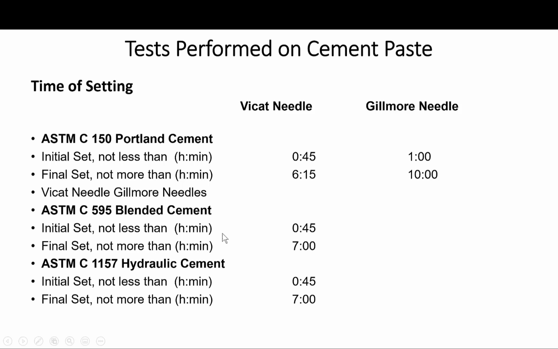As you can see here, these are the setting times, initial and final, for the various types of cements. Here the C150. For the blended ASTM C595, and again 45 minutes for initial, 7 hours for final, and for the hydraulic cement according to ASTM C1157.